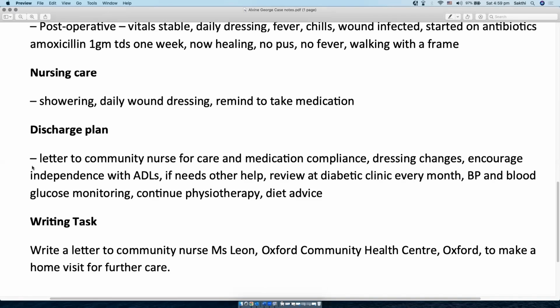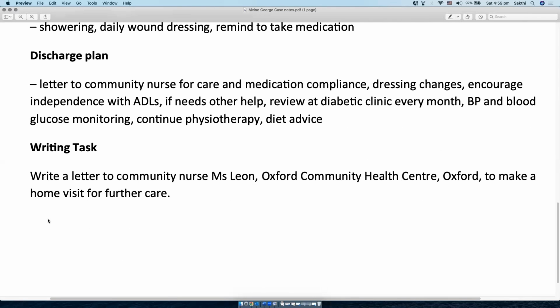Discharge plan is as follows. Letter to a community nurse for care and medication compliance, dressing changes, encourage independence with the ADLs if needs other help. Review at diabetic clinic every month, BP and blood glucose monitoring, continue physiotherapy, diet advice. You need to write a letter.